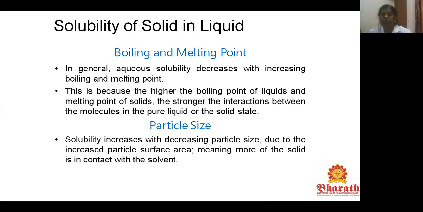Boiling and melting point. In general, aqueous solubility decreases with increasing boiling and melting point. This is because the higher the boiling point of the liquid and the melting point of solids, the stronger the interaction between the molecules in the pure liquid or in the solid state. Next comes particle size. The solubility increases with decreasing particle size due to the increased particle surface area, meaning more of the solid is in contact with the solvent.